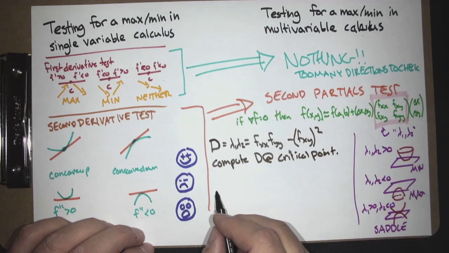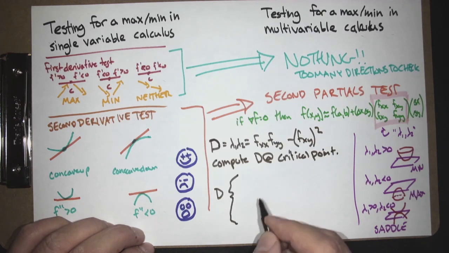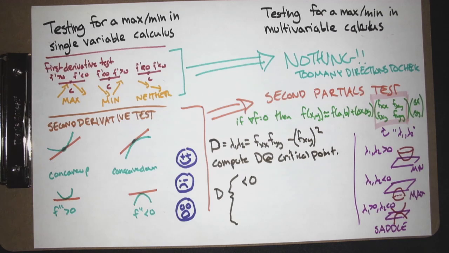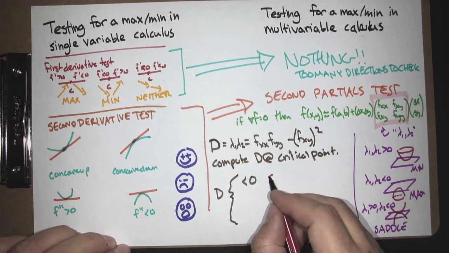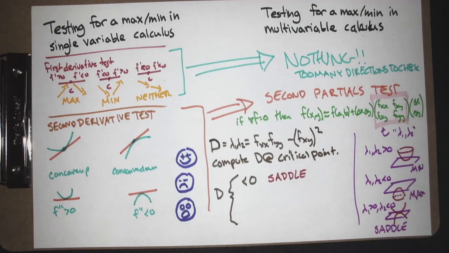And there are three cases. So if D is negative, what does that tell you? Saddle. Why does it tell you saddle? You're right, it does tell you saddle, but why? Yeah, you have one positive, one negative. So if you get a negative value out of this expression, you don't care about the value so much, you just care about the sign. So if it's negative, it's a saddle.